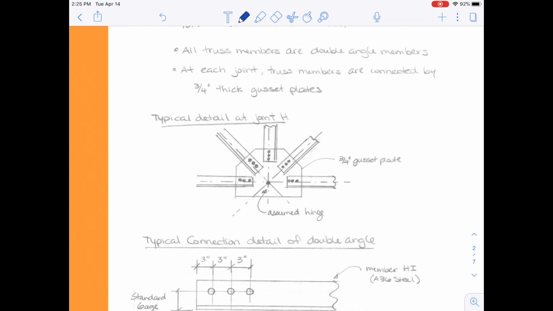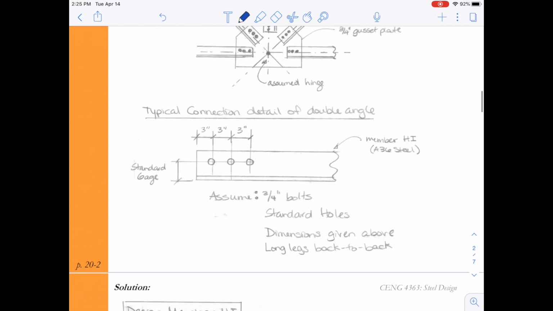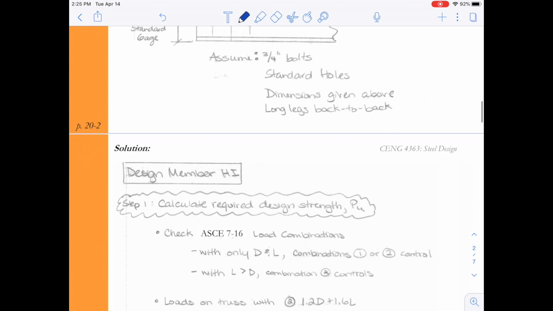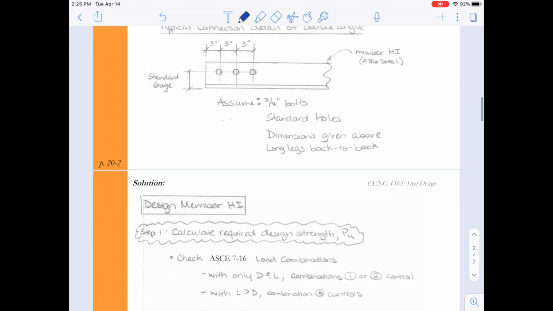Typical detail at joint H, you can see it's going to be the double angle connection with the connection being 3 bolt holes. Those bolt holes are going to be 3 inches apart from one another, the last one being an edge distance of 3 inches. We're going to use the standard gauge distance. We'll talk about it a little bit later, but we can find that in table 1-7A for angles. We'll assume 3/4 inch bolts, standard holes, and that the longer leg will be attached to the gusset plate.